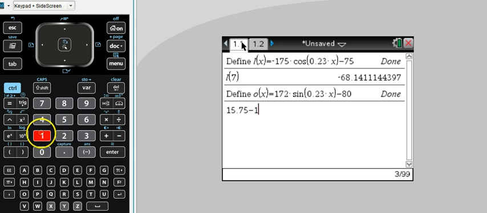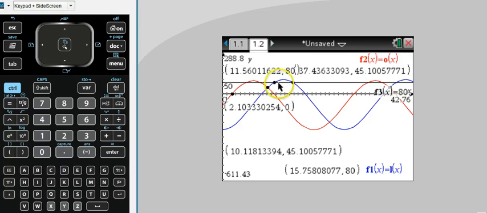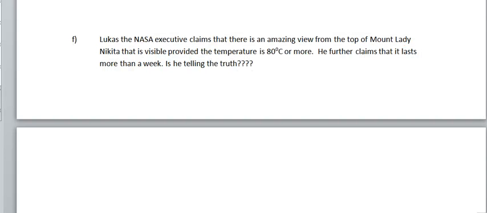15.75 and 11.06, I think I said. So that's 4.69 days between here and here. So Lucas is only going to see that beautiful view from Mount Lady Nikita for about 4.7 days. So when we're asked, is he telling the truth, he's claiming that it lasts more than a week. Well, it only lasts 4.7 days. So therefore our young Lucas is telling a little bit of a lie and not telling the truth.